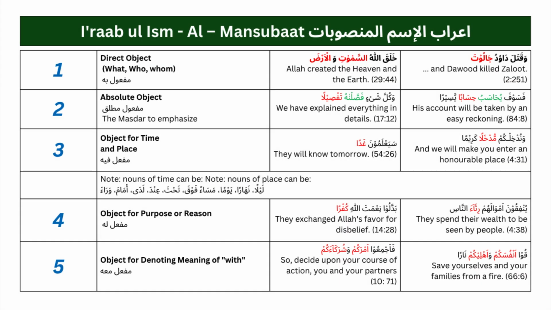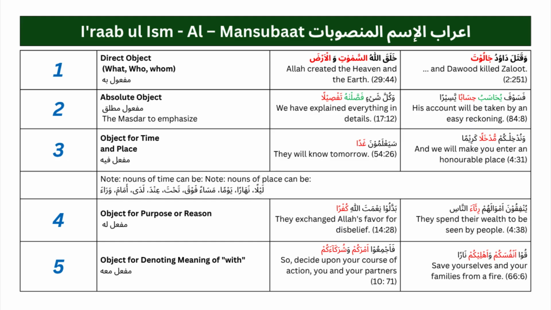Now the main body of the page gives us a summary of the 5 types of maf'ul that we studied on the previous page. The first one is maf'ulun bihi, the direct object. It answers the question, what, who, whom. The page gives the Quranic examples, khalaqallahu as-samawati wal-arda. Allah created the heaven and the earth. And wakatala Dawudu Jaluta, and Dawud killed Jalut. In these examples, as-samawati wal-arda and Jaluta are direct objects because they directly receive the action.